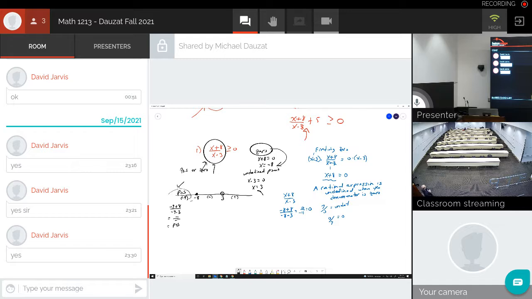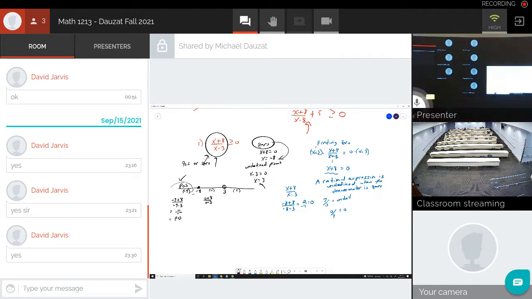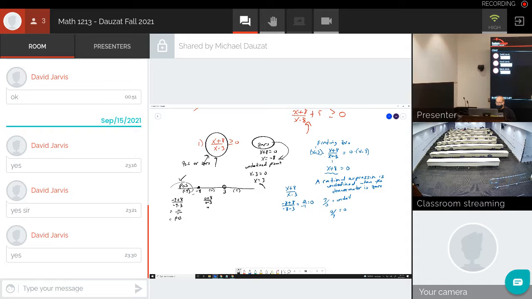Now we go to the next interval. What's the test point in the next interval? 0. So you go back, and where we see the variable x, you substitute 0 this time. So 0 plus 8 divided by 0 minus 3. What kind of number is the numerator? 0 plus 8. Positive. What kind of number is the denominator? 0 minus 3. Negative. What's a positive divided by a negative?